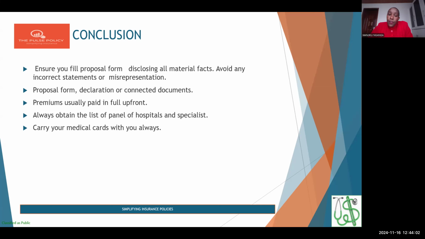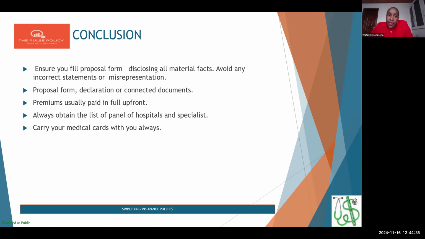Premiums are usually paid upfront in full. This is different from other policies. For example, for your car policy, the insurance company can give you up to 3 months to pay your premium. In most cases for medical covers, the premium is upfront. You can start paying early, but the cover can only start when you have fully paid. So if you are planning to take a medical cover, please plan yourself: once you have your quotation, prepare that money before you book the cover.